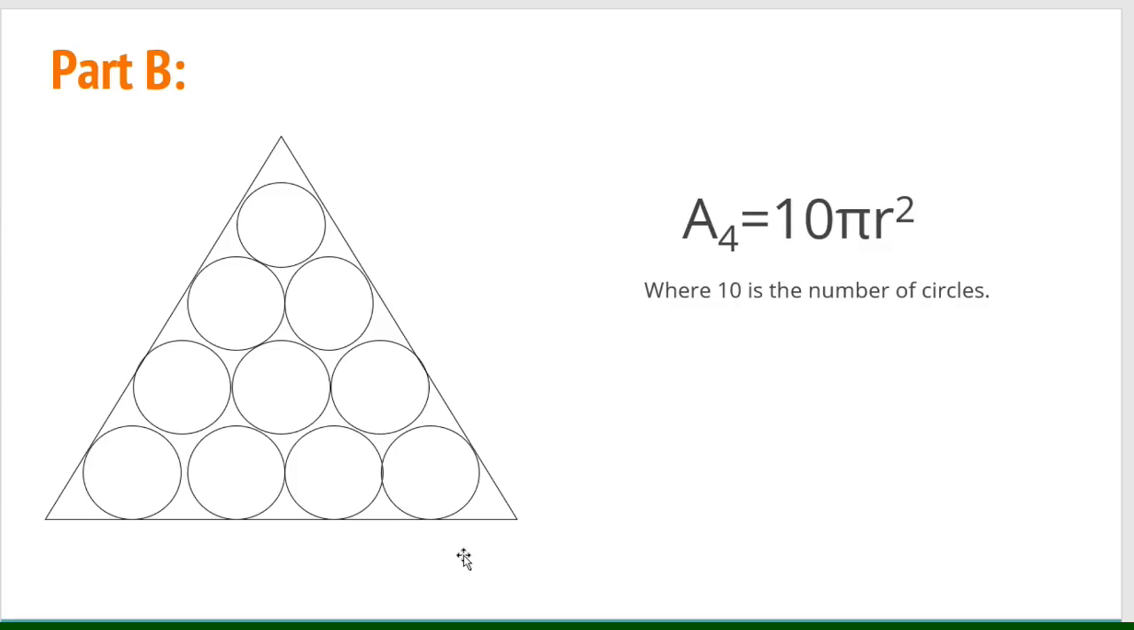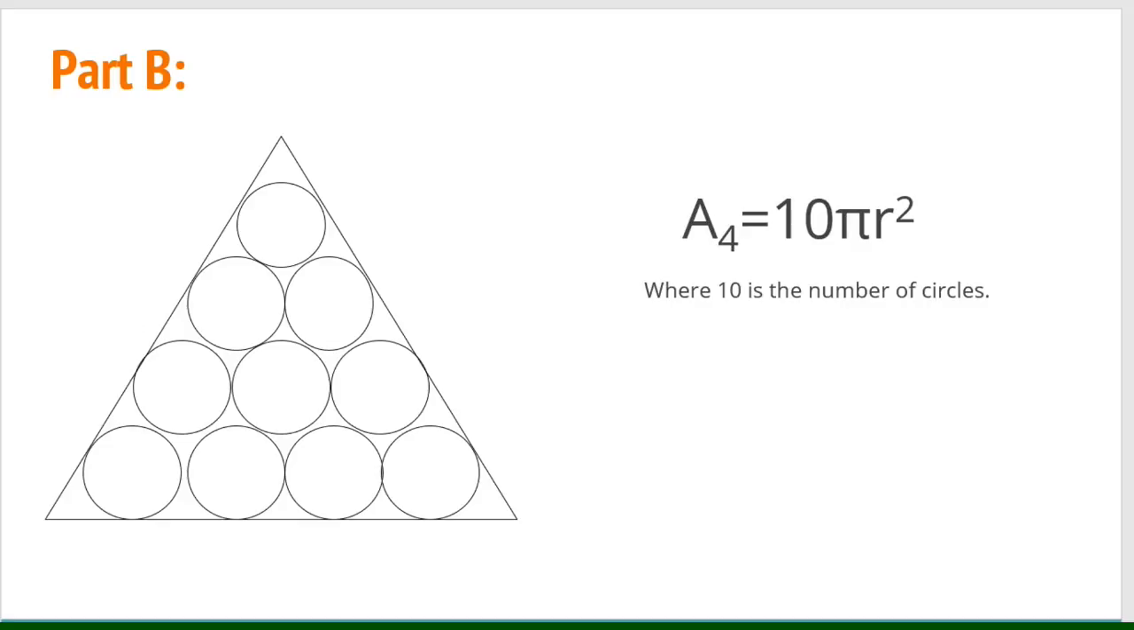Part B then asks us to compute A sub 4. We have a drawing here of P sub 4 with 4 rows of circles and 10 circles inscribed inside of the triangle. The equation then is just the number of circles, 10 in this case, multiplied by the equation for the area of a circle, pi r squared.